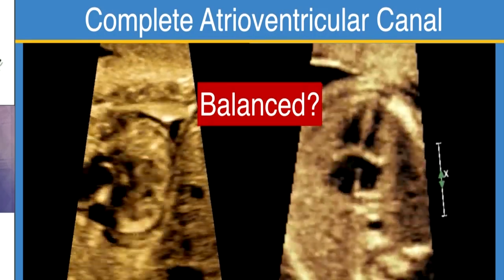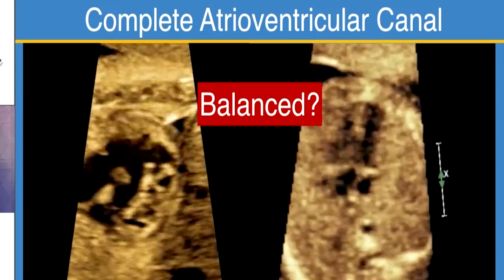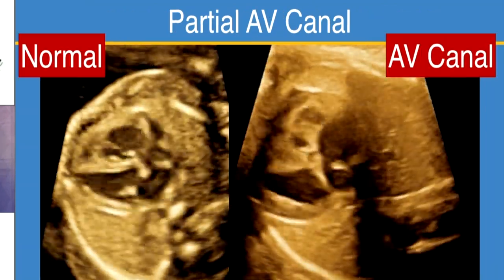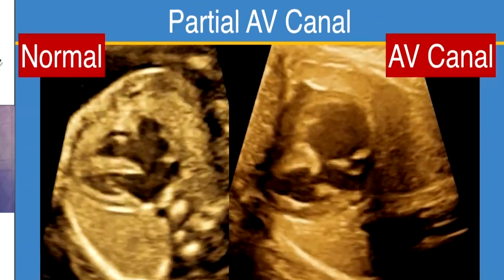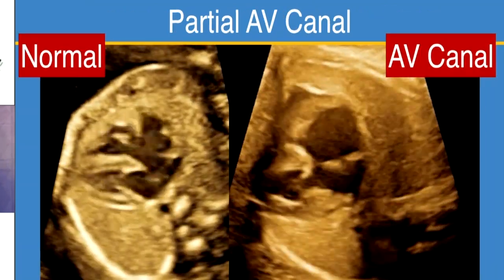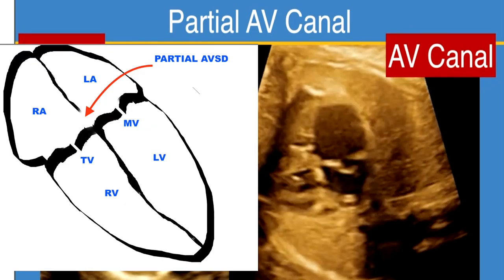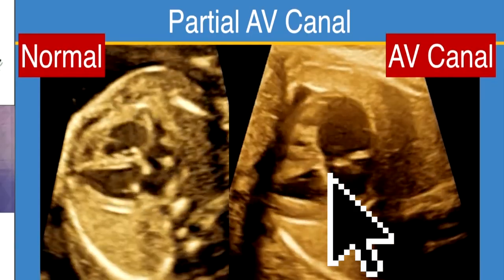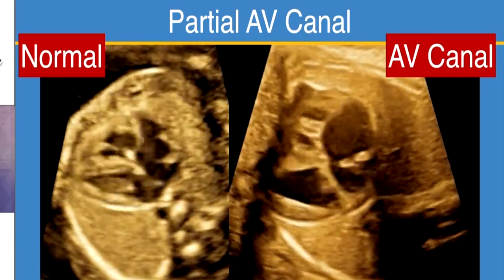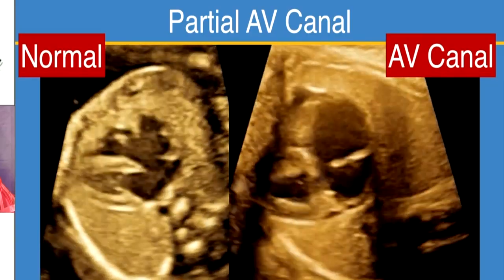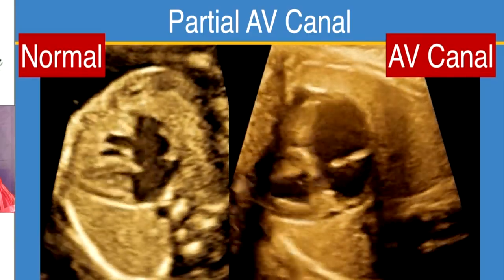Complete canals, of course, when we see those, we need to think about trisomy 21, and many of these patients do undergo amniocentesis. Now, a partial canal, as I mentioned, I showed you this slide before, is where a lower part of the atrial septum is deficient. So this is the partial canal. They almost always will have a cleft in the mitral valve, where sometimes you could see regurgitation, sometimes that's difficult to see before birth. The AV valves are at the same level.